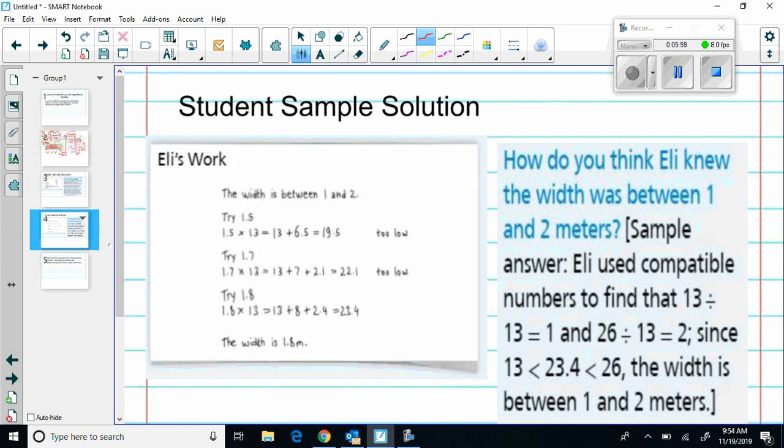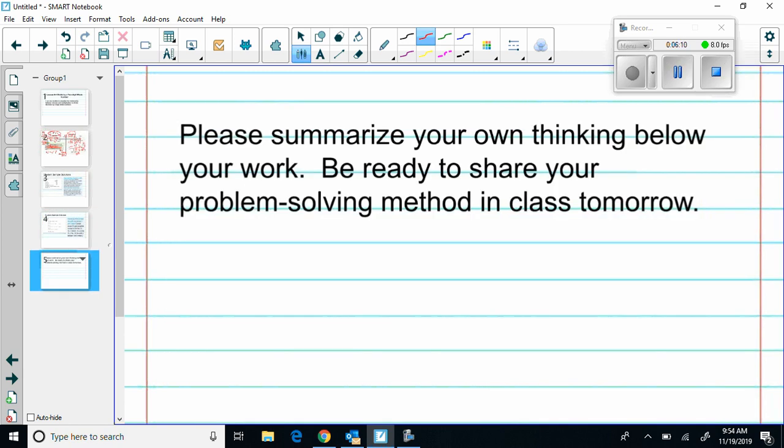What I would like you to do is write the word chase at the top of your paper near the title section before you bring it into school tomorrow. So please summarize your own thinking below, kind of what you chose to do to find the width of that carpet, and bring your work in tomorrow with the secret word. Thank you.